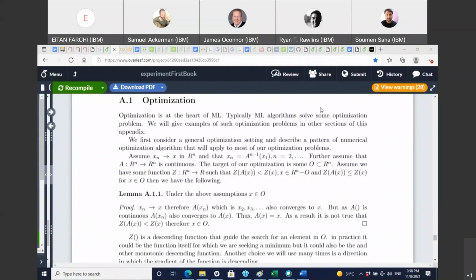Okay, so we are continuing our journey on machine learning and different resources that are at the heart of machine learning. And now we're talking about optimization. So optimization is at the heart of machine learning.